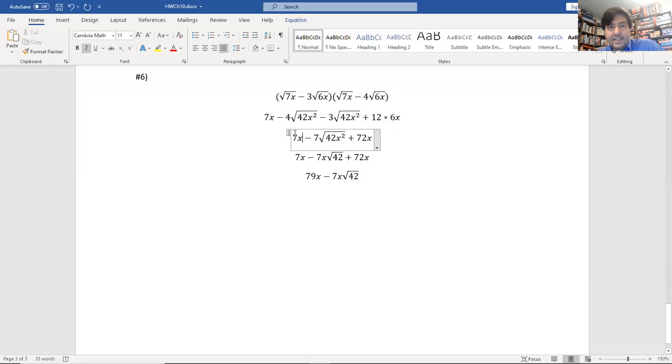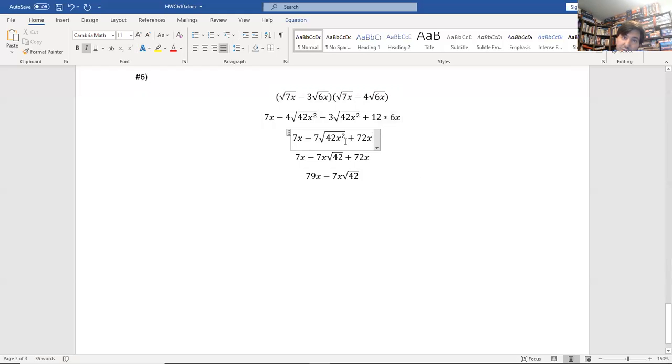So going on to the next step here, 7x just comes on down. There's not much going on with it right now. You've got a -4 with some ugly root. You've got a -3 with some ugly root. -4 minus 3 is -7. Those are like terms. And then you've got this big root here, root 42x squared, just sitting there. The other thing I can do, I've got 12 times 6x. 12 times 6 is 72. X comes along for the ride, 72x.